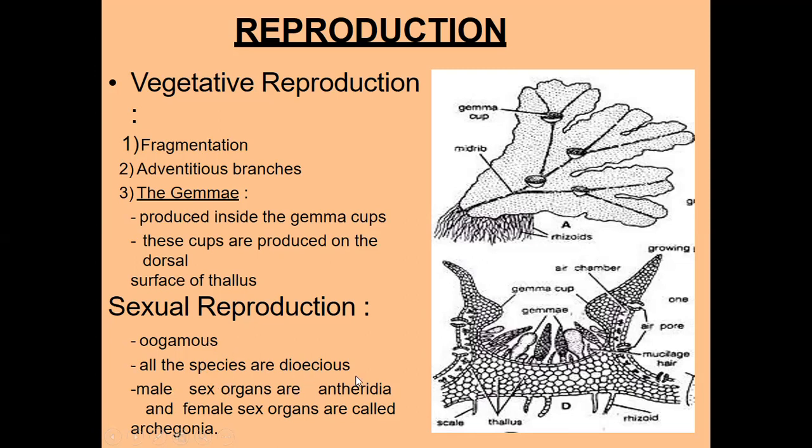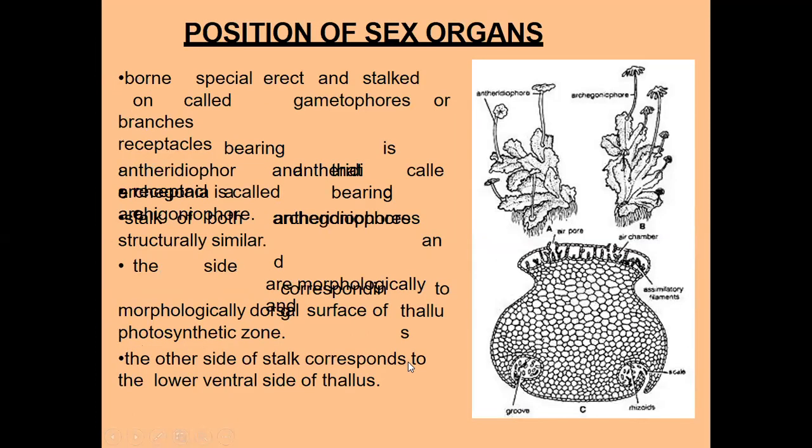And Marchantia is a dioecious thallus. With reference to reproduction, Marchantia is referred to as dioecious. What does dioecious mean? That means the male reproductive organ develops on one plant and the female reproductive organ develops on another plant. The male and female thallus are formed separately and differ from one another. Hence Marchantia is referred to as a dioecious thallus.